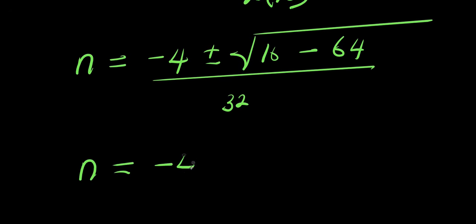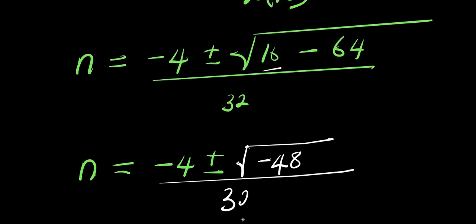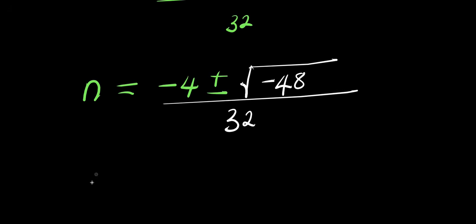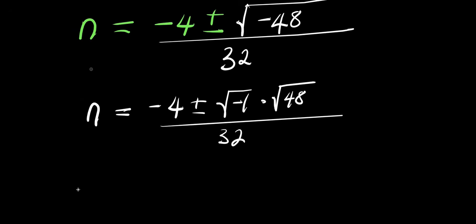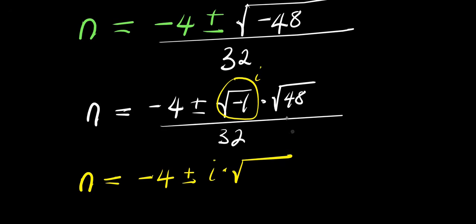From here, I have n equals negative 4 plus or minus the square root of 16 minus 64 minus 48, divided by 32. From here, I have n equals negative 4 plus or minus, this minus here, I have the square root of negative 1 times the square root of 48, divided by 32. So from here, I have n equals negative 4 plus or minus the square root of negative 1, which is i, times the square root of 48. 48 is 16 times 3.